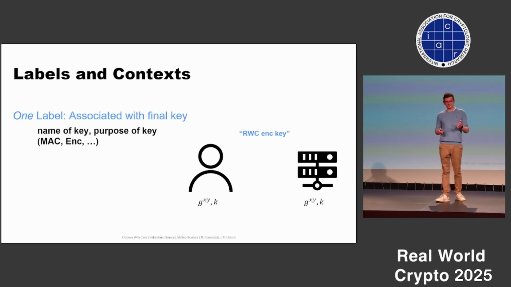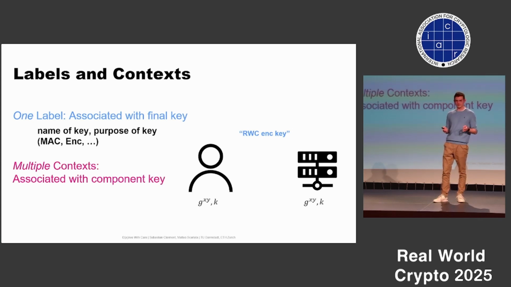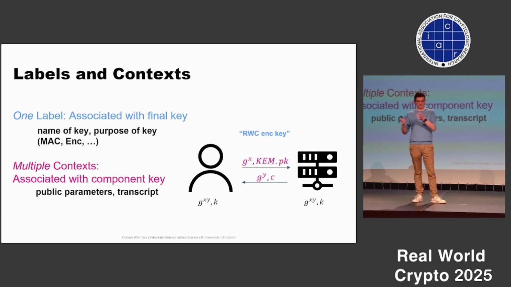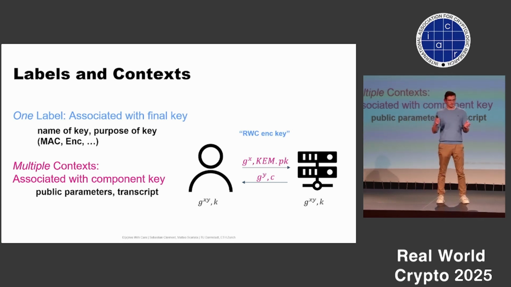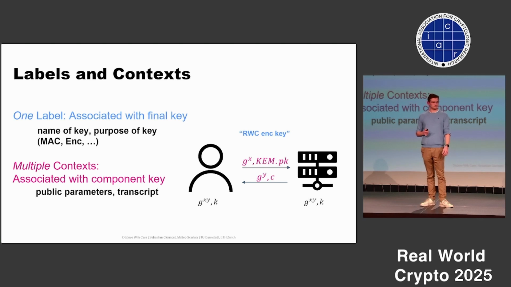For this purpose, we can call it the real-world cryptography encryption key, or MAC key, or whatever. And in contrast to this one single label, we have multiple contexts. To be precise, we have exactly one context per input key. So for our example, we would have two contexts, one for the Diffie-Hellman part and one for the CAM part, where the context consists of the transcript that can be observed, but also public parameters, the CAM algorithm, or any other metadata that should be included in the protocol.